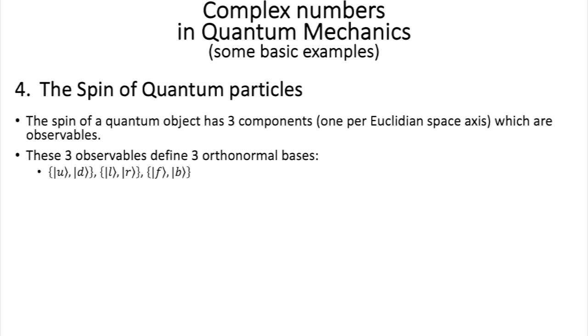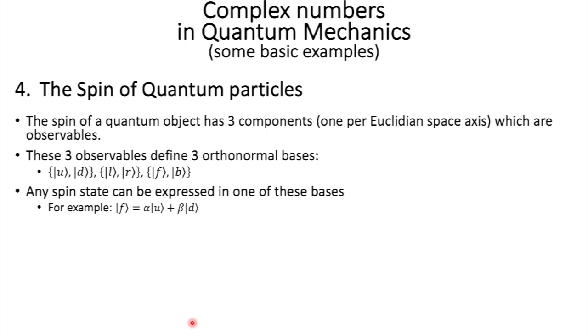So the spin of a quantum object, in 3D space, has three observables. And these three observables therefore define three orthonormal bases, as we've seen before. So we can call them up-down, left-right, and front-back, for instance. Okay? Now, any spin state, as we've also seen before, can be expressed in one of those bases. For example, the front state is equal to alpha up state plus beta down state.